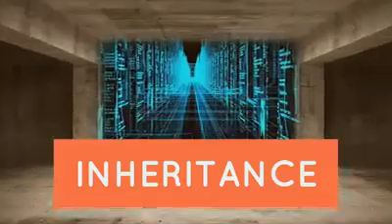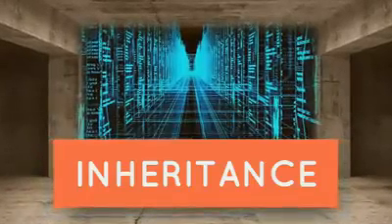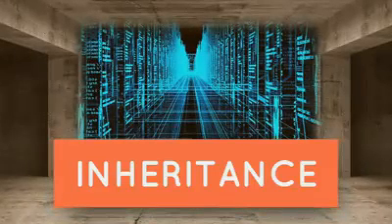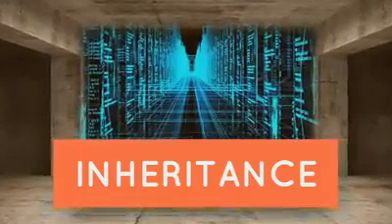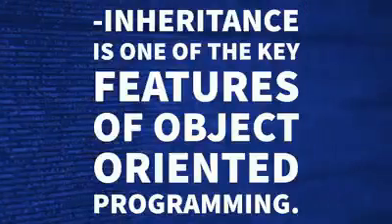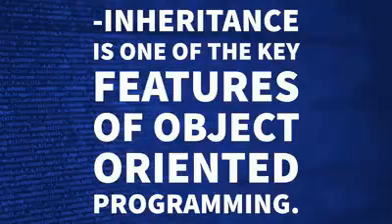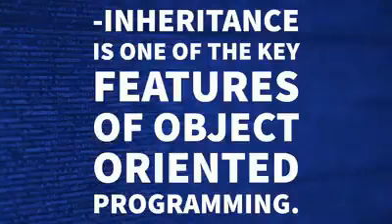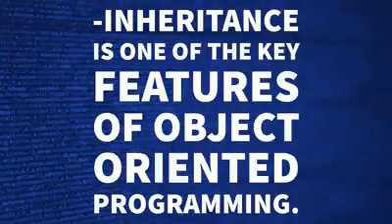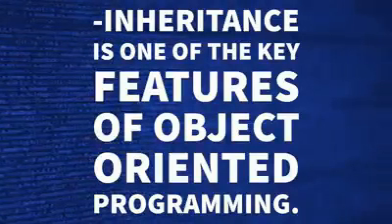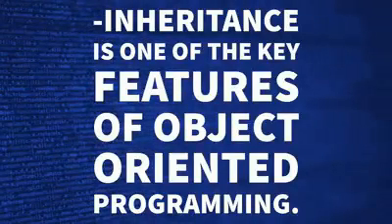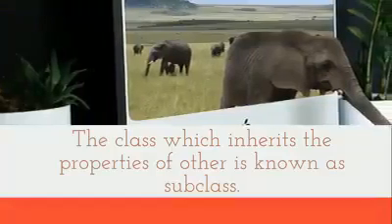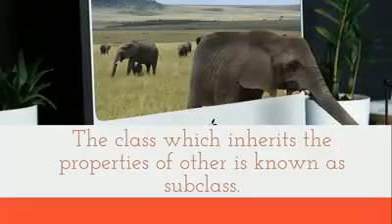Inheritance. Inheritance is one of the key features of object-oriented programming. Inheritance provides a mechanism that allows a class to inherit the properties of another class. When a class extends another class, it inherits all non-private members, including fields and methods. The class which inherits the properties of another is known as the subclass, and the class whose properties are inherited is known as the superclass.